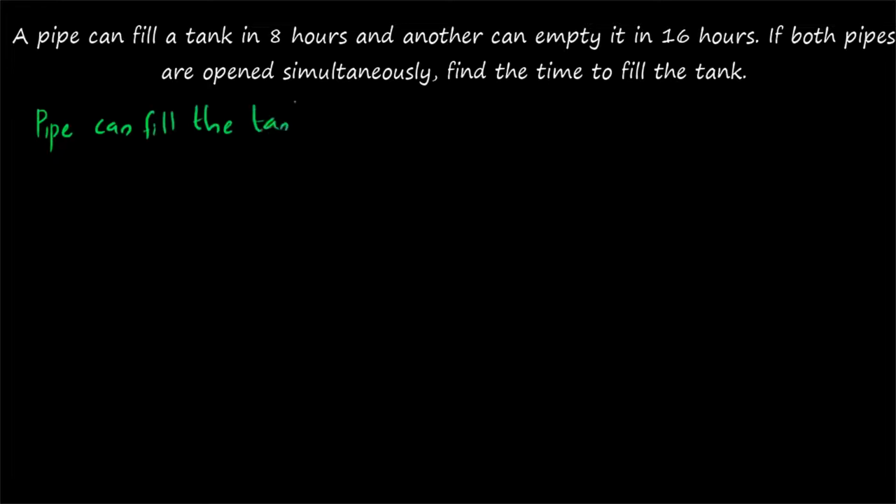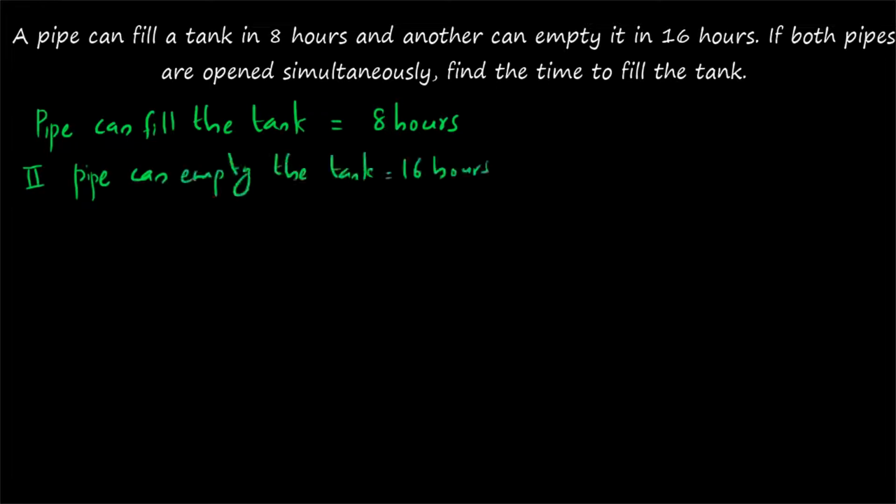And what about the second pipe? The second pipe is just doing the opposite action. So the second pipe can empty the tank in 16 hours. So if both these pipes are open simultaneously, what will be the time taken to fill the tank? One pipe is going to fill the tank and another pipe is going to empty the tank. So even when both the pipes are operating simultaneously, what will be the time taken to fill the tank?